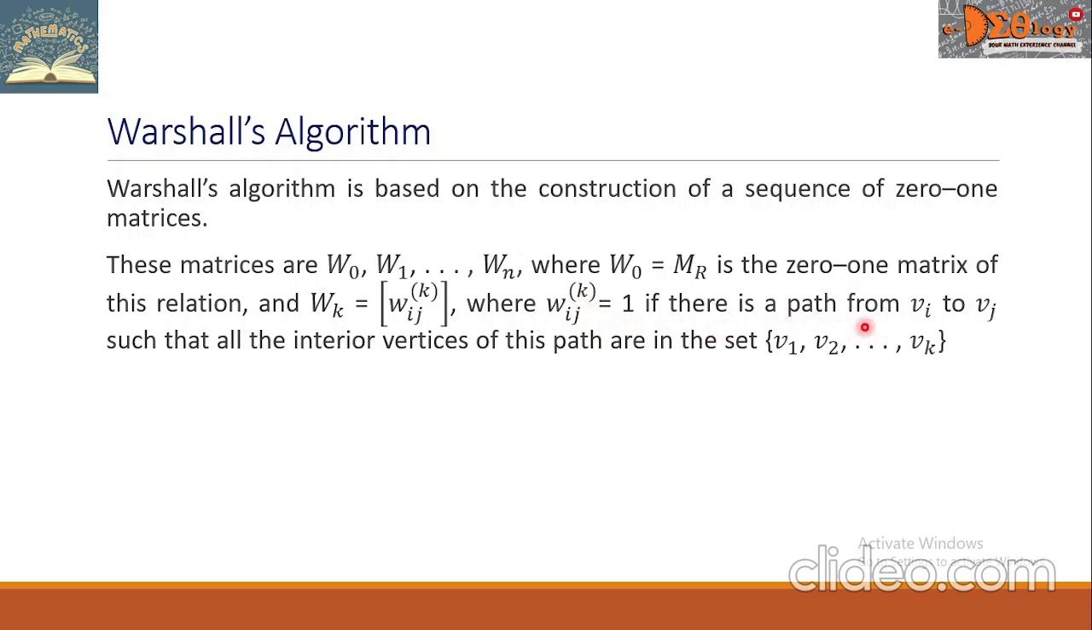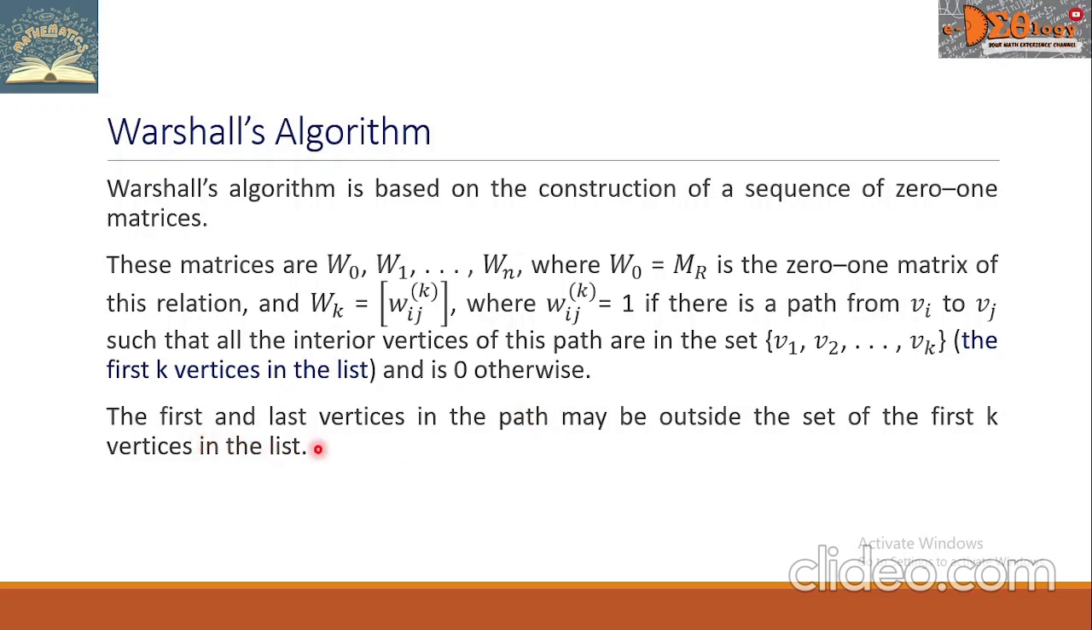if there is a path from v sub i to v sub j such that all the interior vertices of this path are in the set v sub 1, v sub 2 up to v sub k, the first k vertices in the list, and is 0 otherwise. The first and last vertices in the path may be outside the set of the first k vertices in the list.